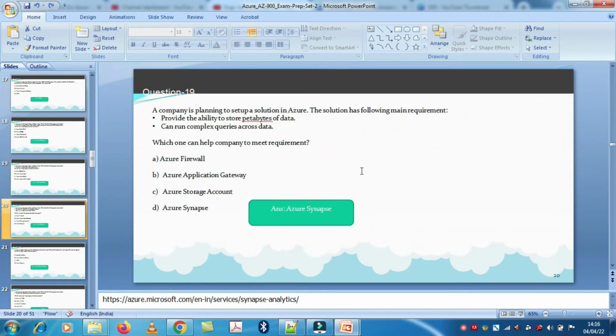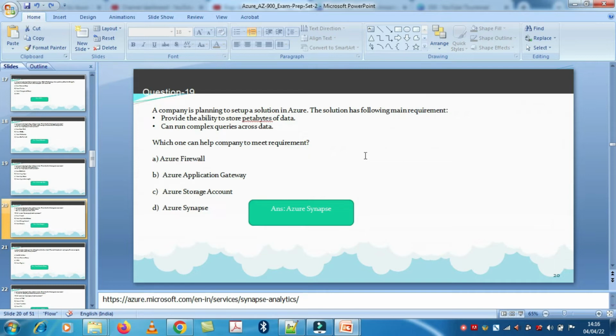Okay. Now moving to the next question, question number 19. A company is planning to set up a solution in Azure. The solution has the following main requirement: provide the ability to store petabytes of data and run complex queries across the data. So here there should be two confusions. The answer is absolutely Azure Synapse. But then if Data Lake is there, don't get confused. It's telling you to provide the ability to store petabytes of data. It's huge data, right?